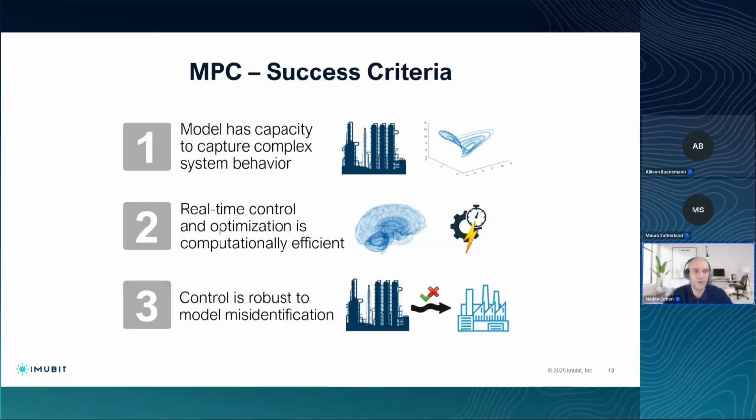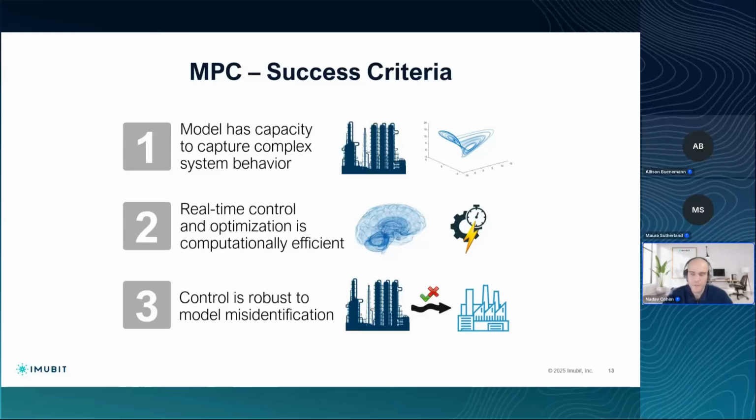And thirdly, we want the control moves to be robust to model misidentification, because no matter how good my model is, it's always imperfect. It's always wrong sometimes. And I want the control moves to make sense, even though the model is not perfectly accurate.